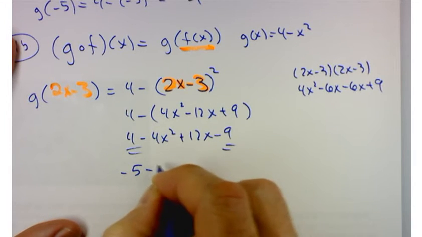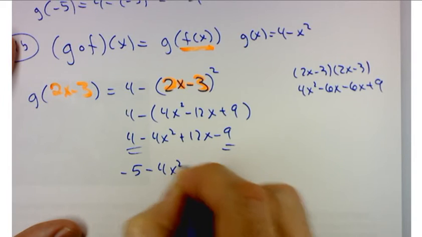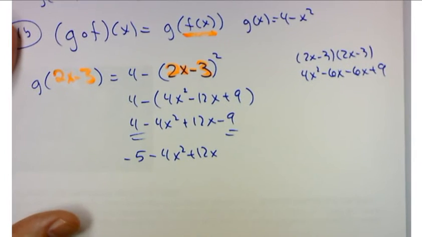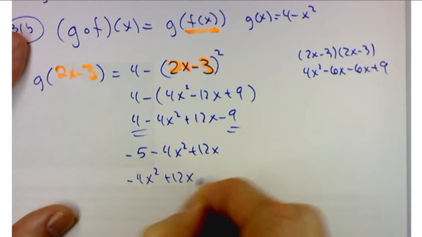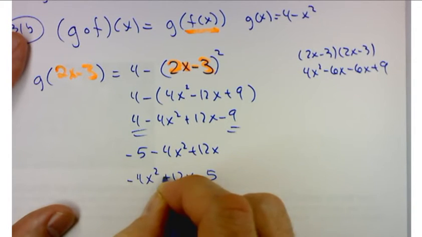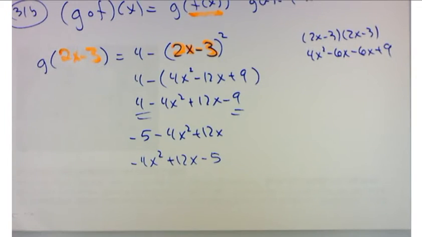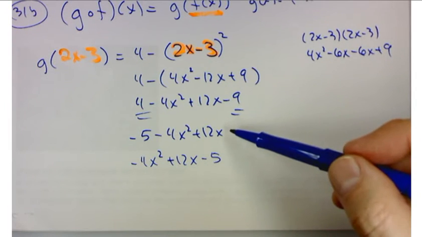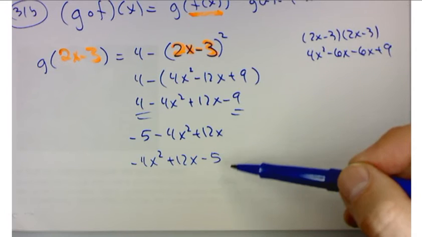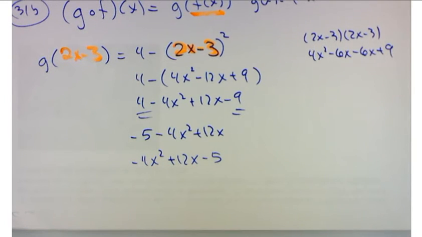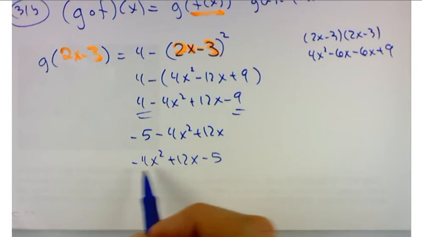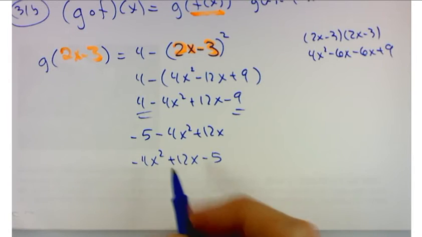And actually, I probably should have written it in descending order of the exponent. Minus 4x squared plus 12x minus 5. If you wrote it like this, I'm not going to complain unless I give you instructions in the problem to write it in descending order. We'll see soon enough in Chapter 3 that it's handy to write these things in descending order of the exponent because this leading coefficient tells us a lot about the graph of this polynomial.